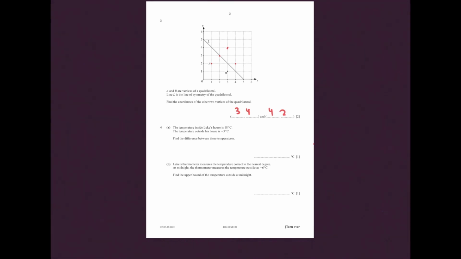Then it says find out the difference between the temperatures. If I talk about the difference, it's always bigger value minus smaller value. That makes 21.